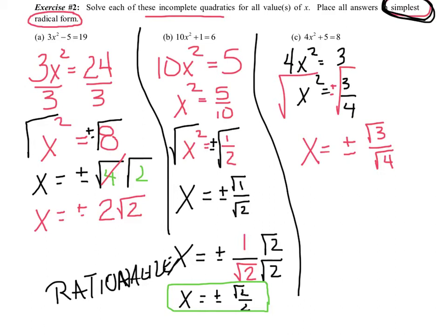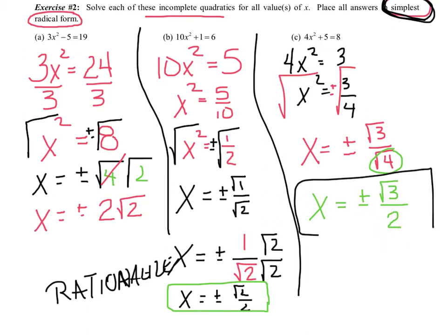Now I'm not done. Remember, I do know one of those radicals. So I'm going to say this is plus or minus. I don't know the square root of 3, so I'm going to leave it alone. But I do know the square root of 4 is the number 2. Now, is this one rationalized? Well, I would say yes, because I don't have a radical in the denominator. So those are my two answers. Plus or minus radical 3 over 2.